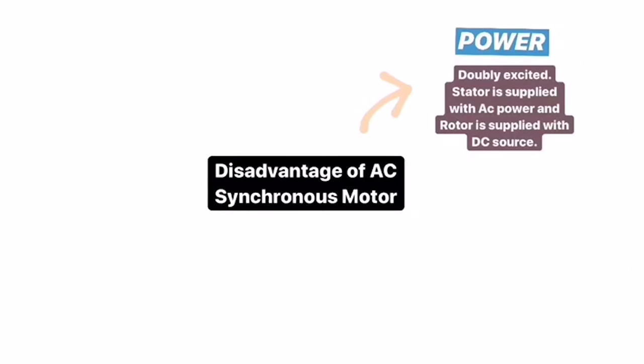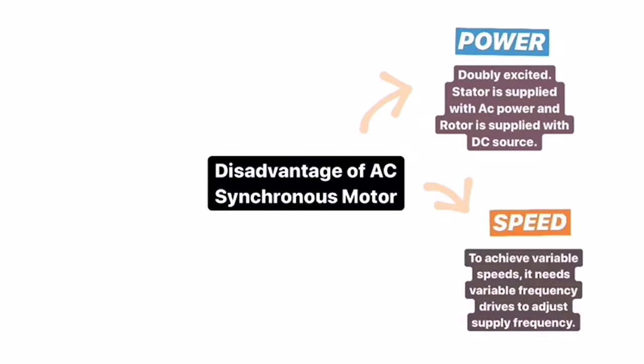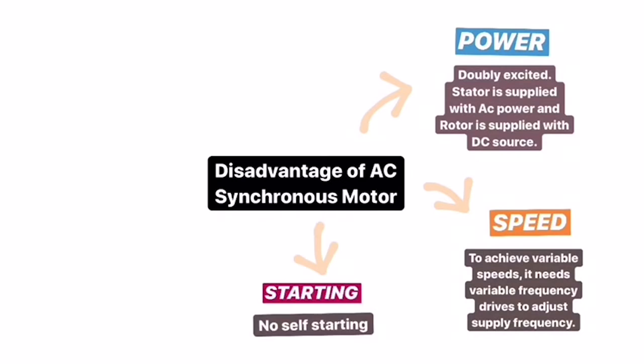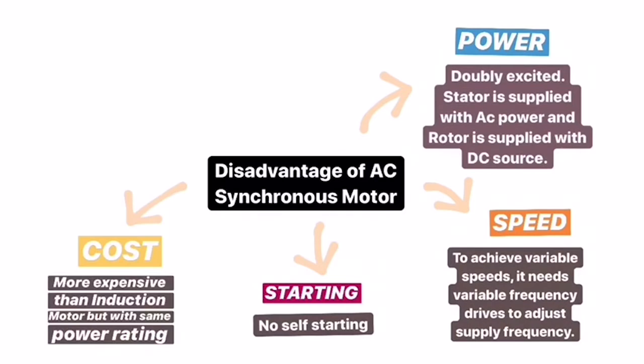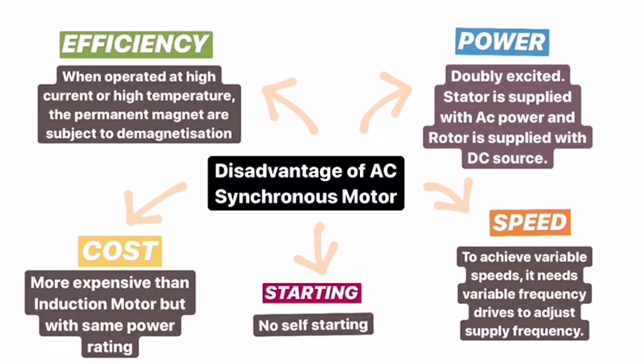Now the disadvantages of the AC synchronous motor. Power: it is doubly excited. The stator is supplied with AC power and the rotor is supplied with a DC source. Speed: to achieve variable speed, it needs a variable frequency drive to adjust the supply frequency. An AC synchronous motor is not self-starting. It costs more than an induction motor with the same power rating. Efficiency: when operated at high current or high temperature, the permanent magnets are subject to demagnetization.